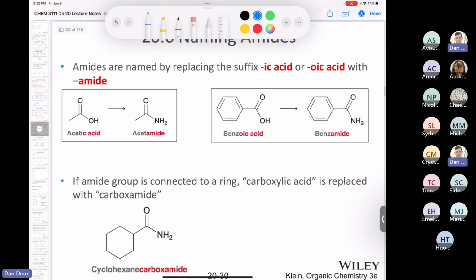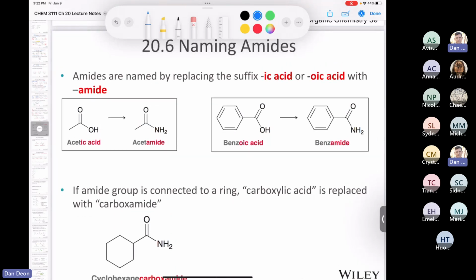Then for an amide, we replace the suffix of ic acid or oic acid with amide. So either one. If it's ic acid or oic acid, we replace it with amide. So if you have acetic acid, it becomes acetamide, depending on who you're asking, right? We know the systematic name is ethanoic acid.